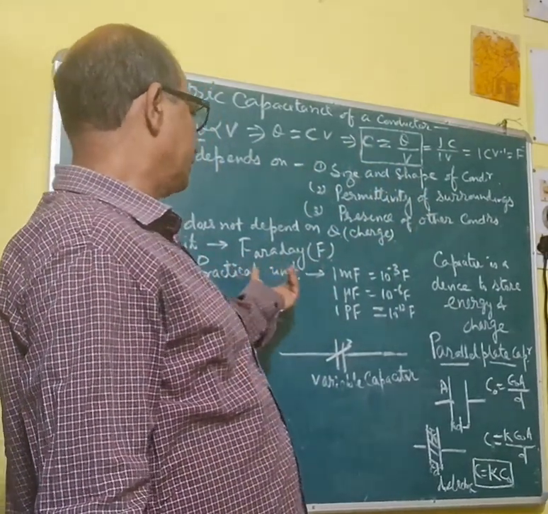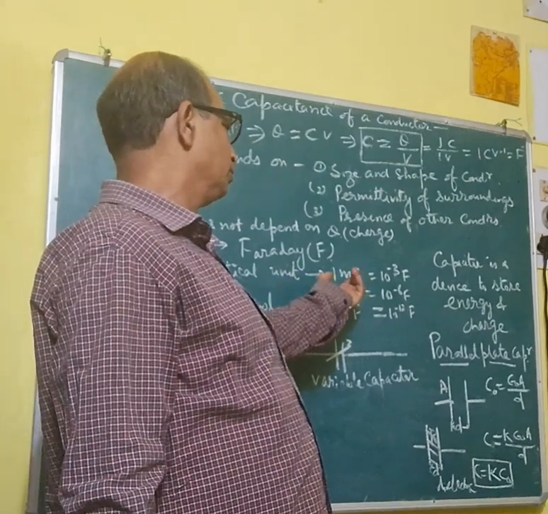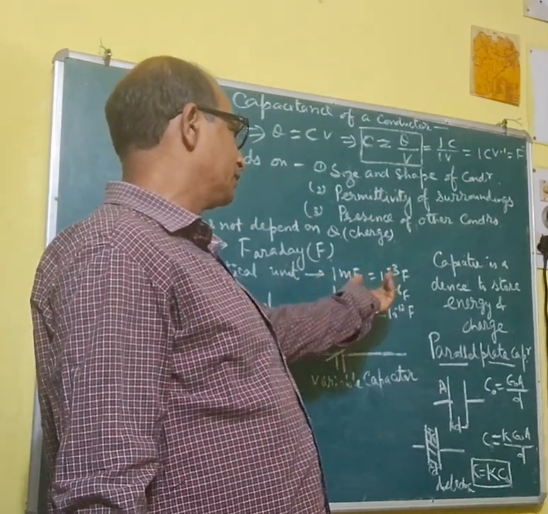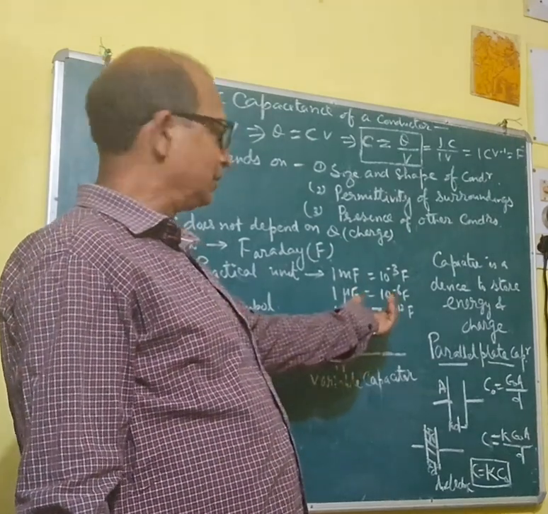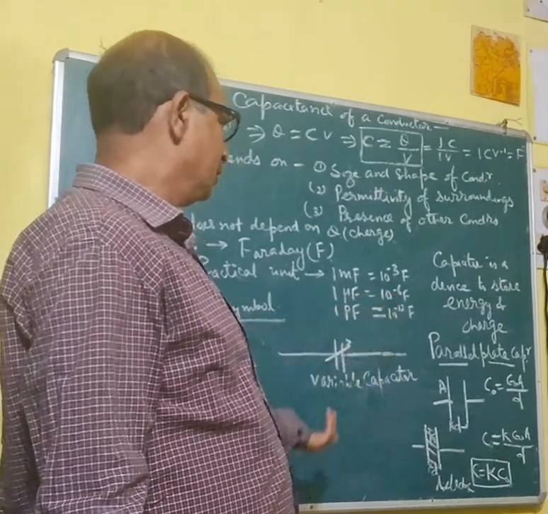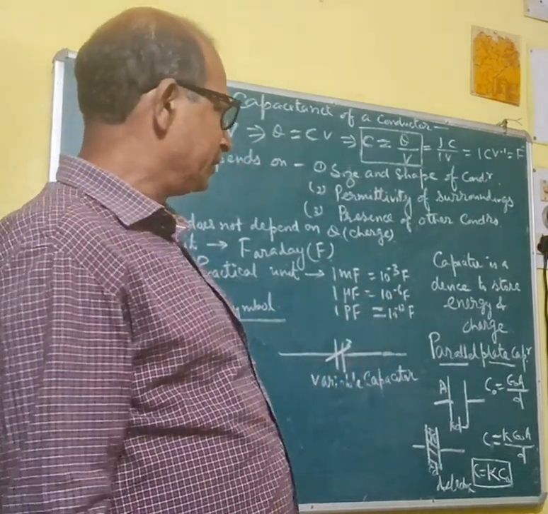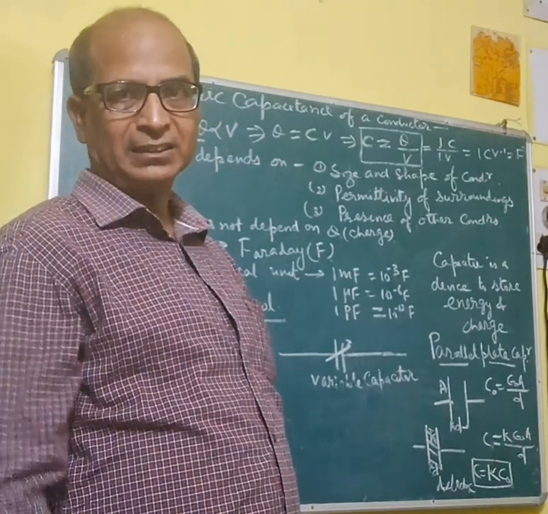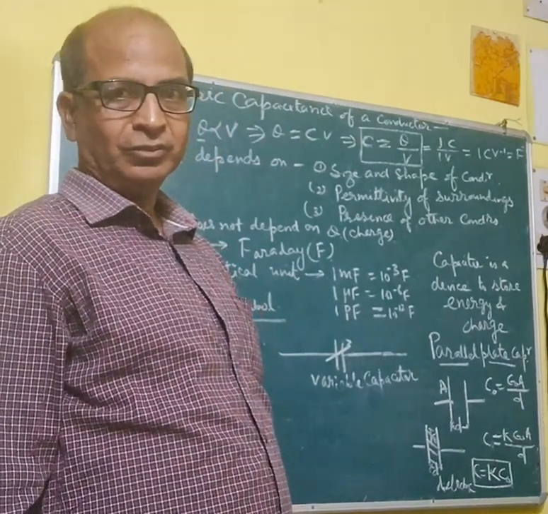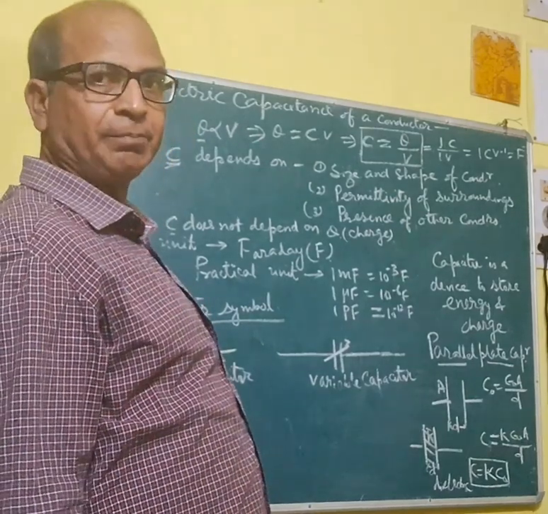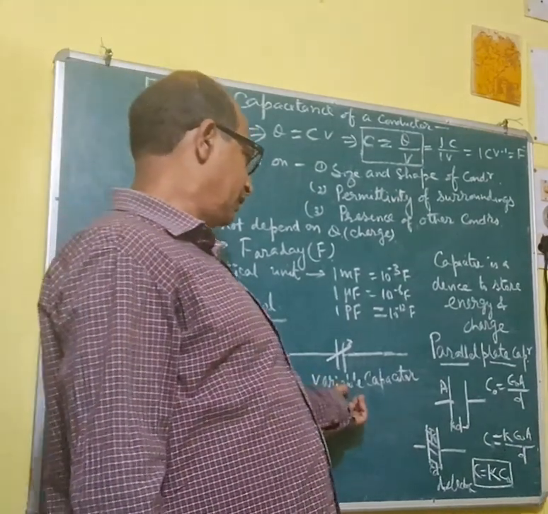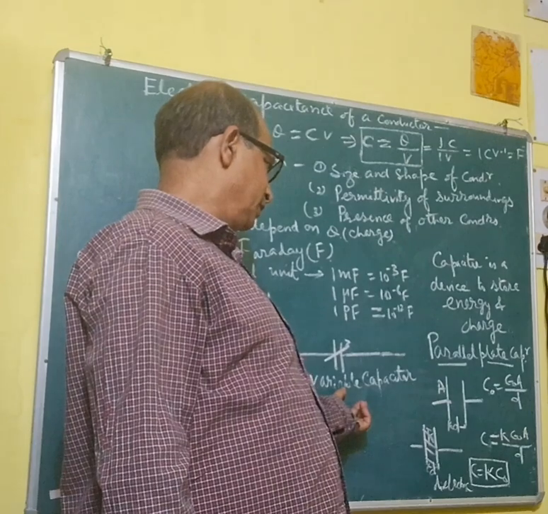So here the practical units are millifarad, 10 to the power minus 3 farad, microfarad, 10 to the power minus 6 farad, and picofarad, which is equal to 10 to the power minus 12 farad. So capacitor is a device to store energy and charge. And there are two types of capacitor: fixed capacitor and variable capacitor.